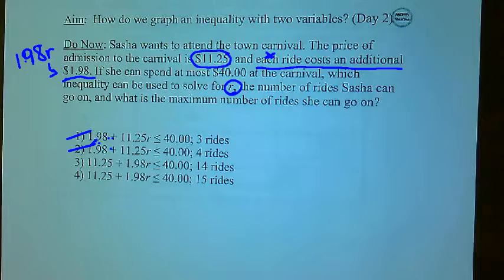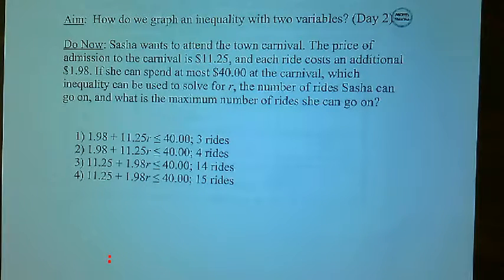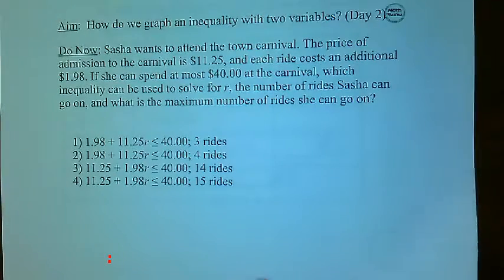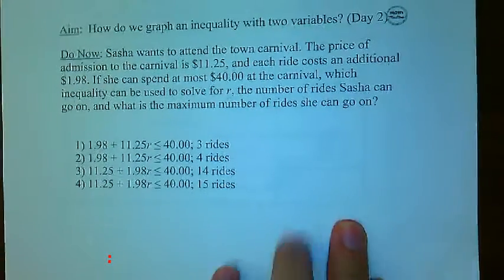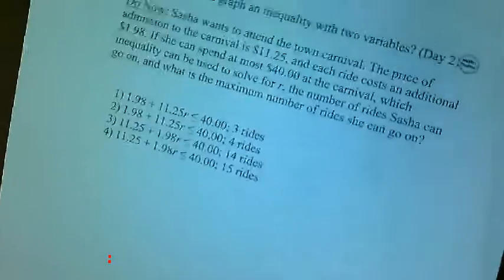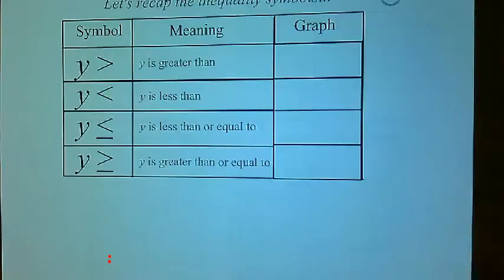The next thing I'm going to do is actually solve my equation. If you look, choices number 3 and 4 are exactly identical. So what we're going to have to do is figure out which of the other two is going to be the right answer. All I'm going to do is solve. I'm going to figure out how many rides I can do.